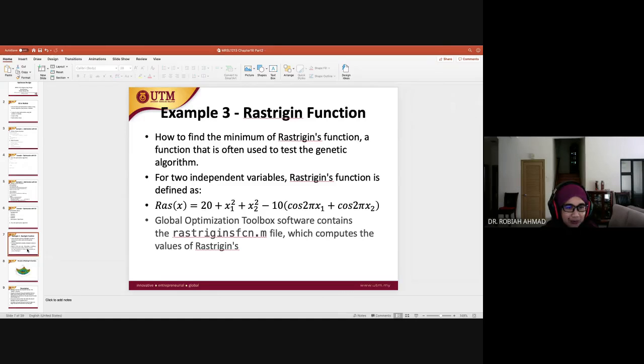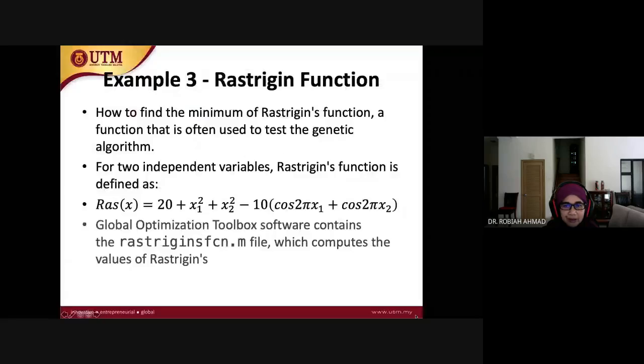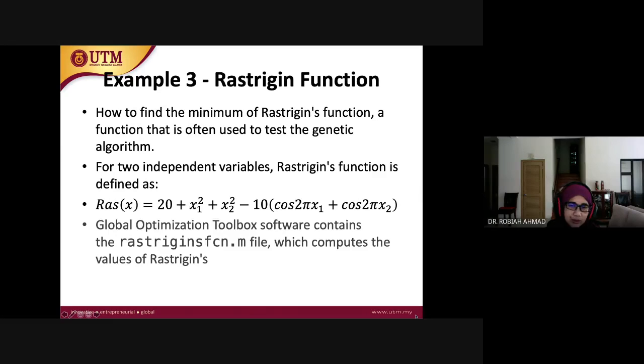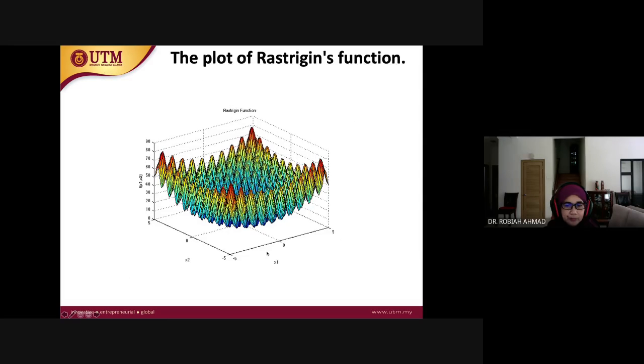The second one is actually based on this equation. You see my slide, right? Yes. Okay, so example 3 is the Rastrigin function. I don't know how to pronounce Rastrigin. How to find the minimum of this function that is often used to test the genetic algorithm. It has two independent variables, x1 and x2. So the equation is given here. We want to use the optimization toolbox to solve this problem. So we want to find the minimum point. The limit is between 5 and negative 5 for both.